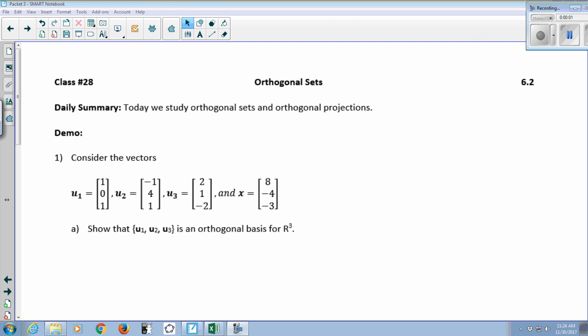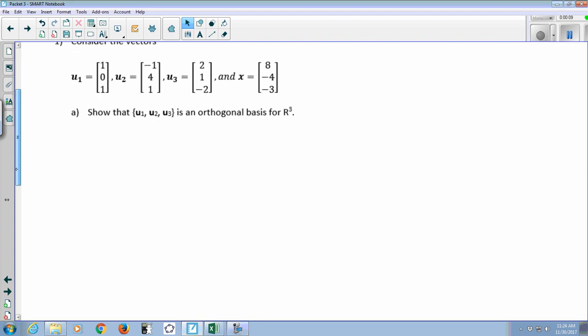Let's look at orthogonal sets and orthogonal projections. So we've got 4 vectors here, u1 to u3 and x. I want to show that u1, u2, and u3 form what's called an orthogonal basis. We already know what both of those words mean separately. Orthogonal means perpendicular, right? A basis is a linearly independent spanning set for R3. So linearly independent and spans R3.